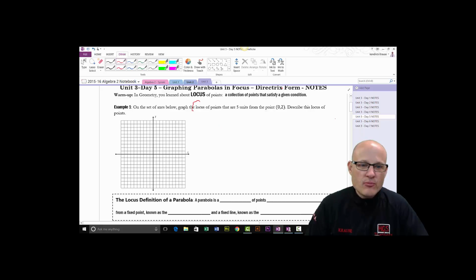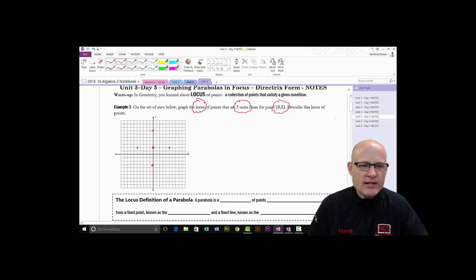Describe the locus of points equal distance from, in this case, 5 units from a point. Well, let's plot that point: 0, 2. If you had to go 5 units away from that point, you could go 5 units up. You can go 5 units to the left, 5 units down, and 5 units to the right.